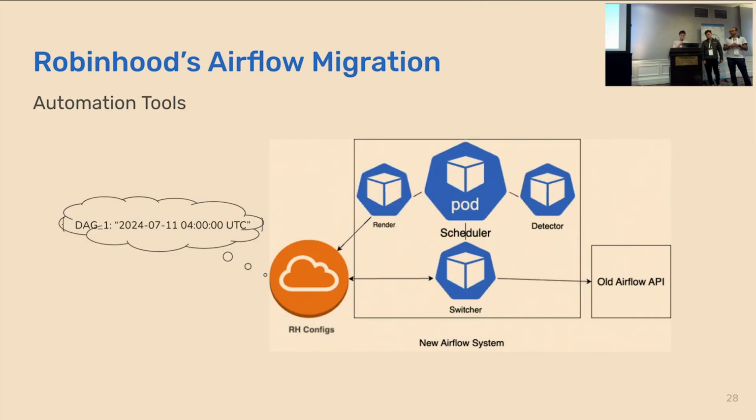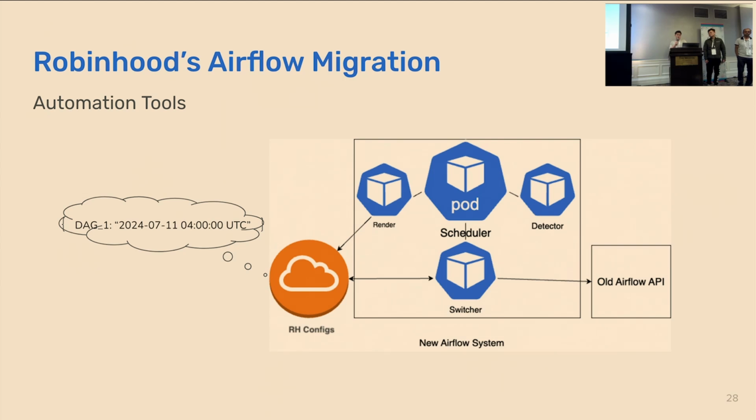Last but not least, let me introduce the automation tool for DAG migration, which ensures a smooth and effective DAG migration. Imagine that in each batch we have 100 DAGs and over 1,000 tasks, and this can complete the migration with less effort. The system has a cluster of Kubernetes containers. Rendering container: once a batch of DAGs is pushed to S3, the rendering container will calculate the cutoff date automatically and store it in our internal configuration system.